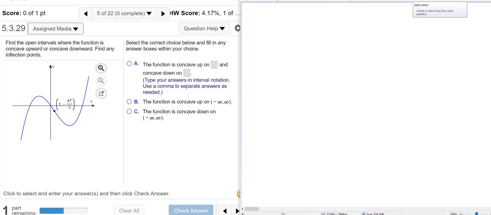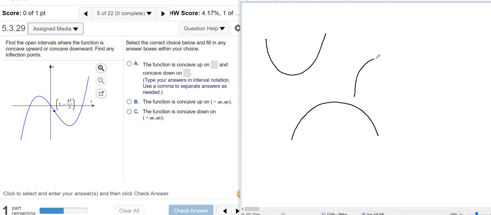Number 5, find the open intervals where the function is concave up or concave down. Find any inflection point. Well, if a function is concave up, it's going to be bowl-shaped up, and if it's concave down, it's going to be bowl-shaped down. And if it changes from one to the other, the point where it's changing is called the inflection point.